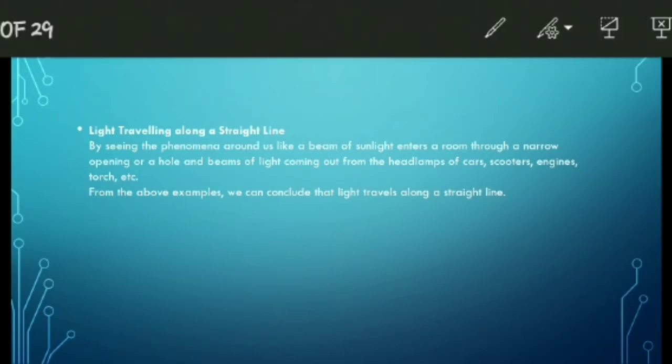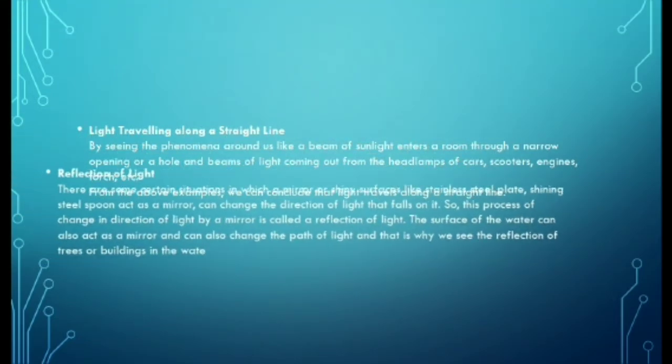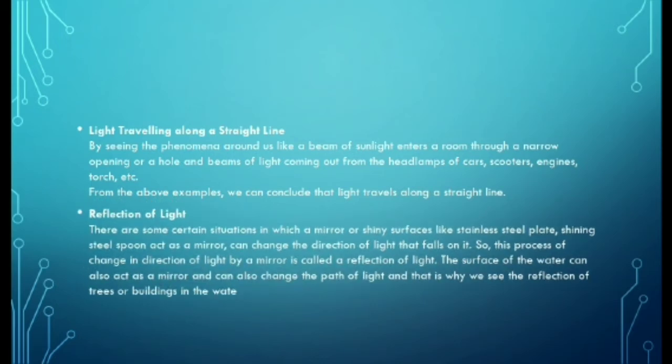So the next point will be reflection of light. There are certain situations in which a mirror or shiny surfaces like a stainless steel plate or a shining steel spoon act as a mirror and can change the direction of light that falls on it. This process of change in direction of light by a mirror is called reflection of light. The surface of water can also act as a mirror and change the path of light, and that is why we see the reflection of trees or buildings in the water.